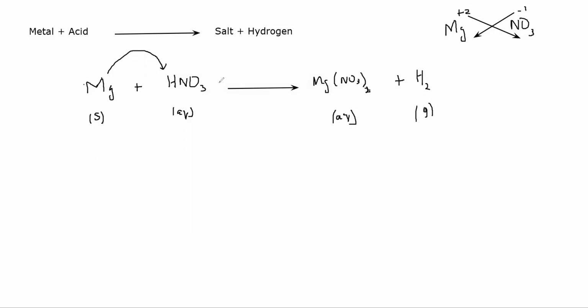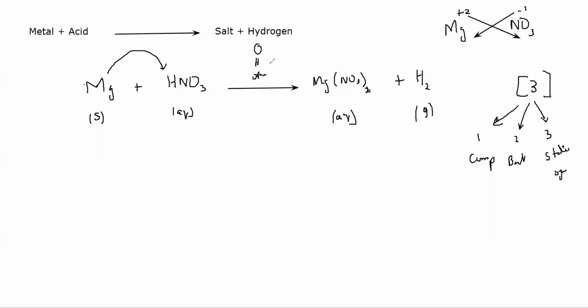So this is a symbolic equation we completed, but this is not balanced. We have to balance this. If in an exam this equation is for 3 marks, what is the distribution of the marks? 1 mark is for completing the equation. 1 mark is for balancing the equation. And 1 mark is for writing the state symbols.